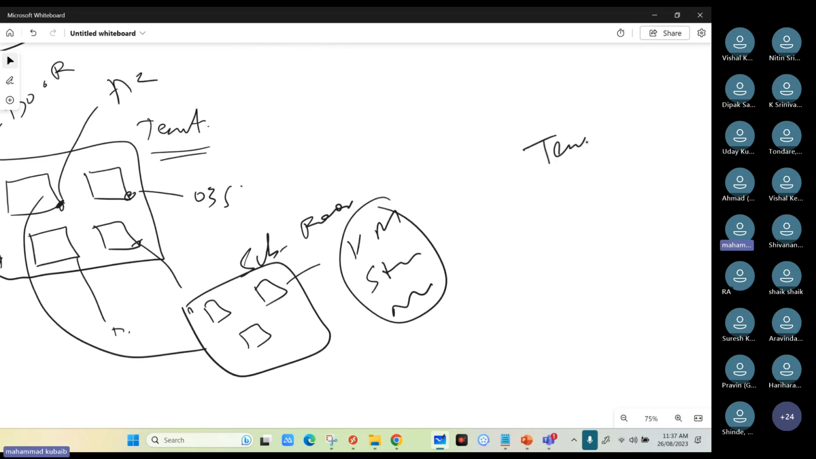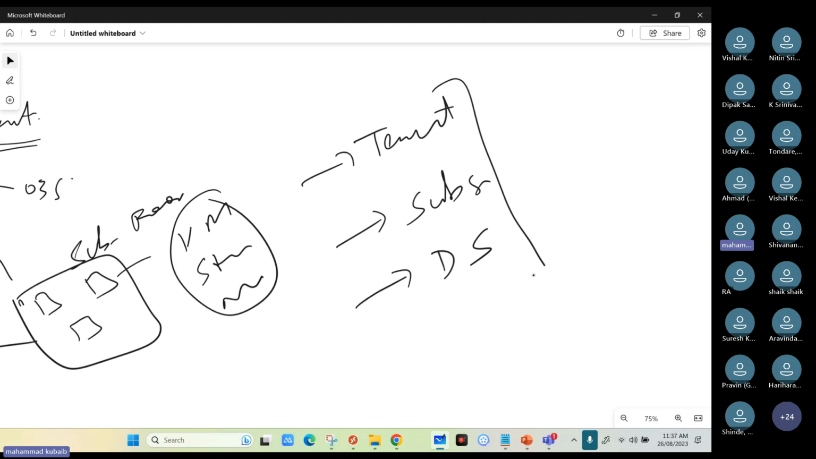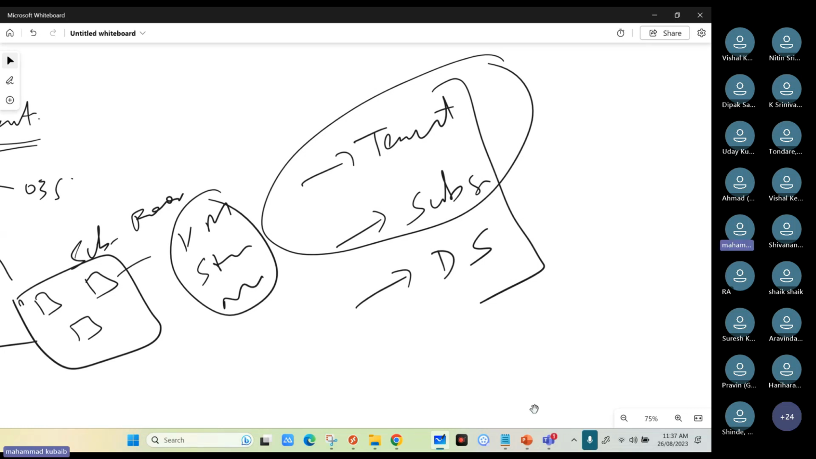Don't get confused between what is a tenant, what is a subscription, and what is directory services. I hope you are clear with this. This is very important to understand, because many people consider tenant and subscription to be the same, but they are not the same. A tenant is a single entity, whereas you can have n number of subscriptions on your infrastructure. So this is a brief about tenant, subscription, and directory services.